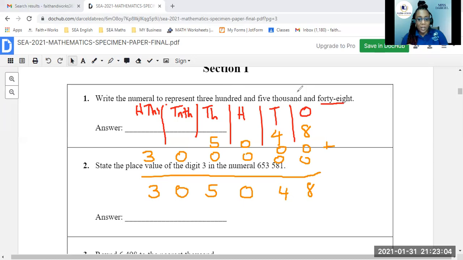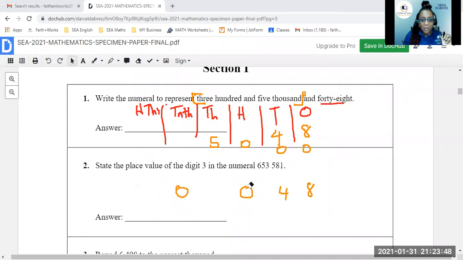305,000. So this is a group here, and this is a group here. So you're looking at what is called the thousands. So 305,000 is a group. Then, maybe if it was 448, you'd know 4 goes in the hundreds, 4 goes in the tens, 8 in the ones. So our final answer, 305,048. Let's go to the next. We're going to keep the place value here to help us with the second question.